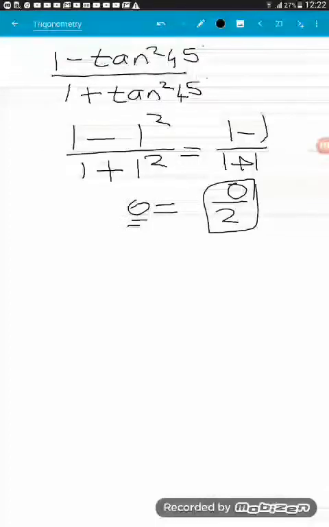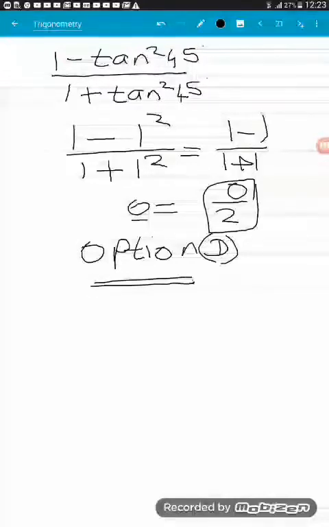Therefore, now we can see the options. The first is not possible, the second one also is not possible, 1 is not there, and sin 45 is nothing but 1 by root 2, that is also not possible. Then the only possible thing is option D, that is 0. So it is option D.